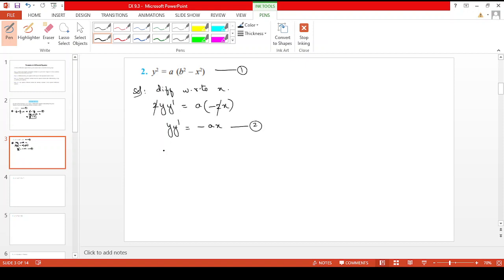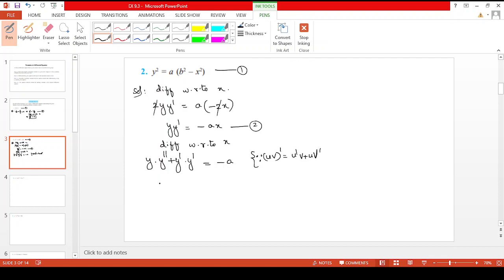As I told you already, we need to differentiate the given curve twice, right? So again I am going to differentiate with respect to x on both sides. Since y into y dash, y is a function of x and y dash is also a function of x, we have to use the product rule. So y into y dash differentiation is y double dash plus y dash into y dash, equal to minus a. The product rule I am using here is uv dash equals u dash v plus uv dash.